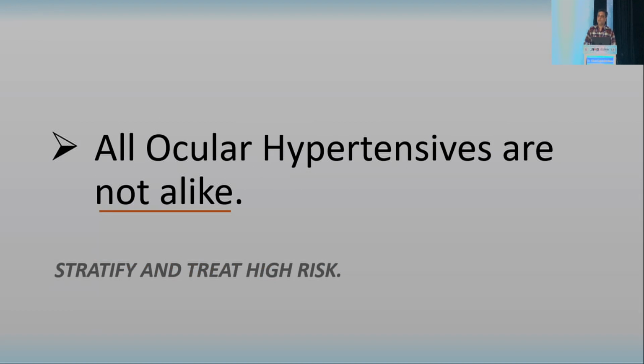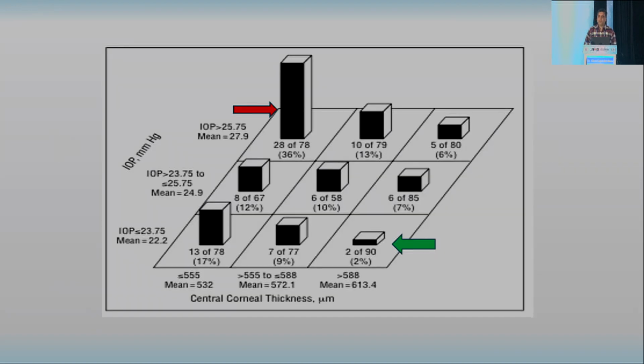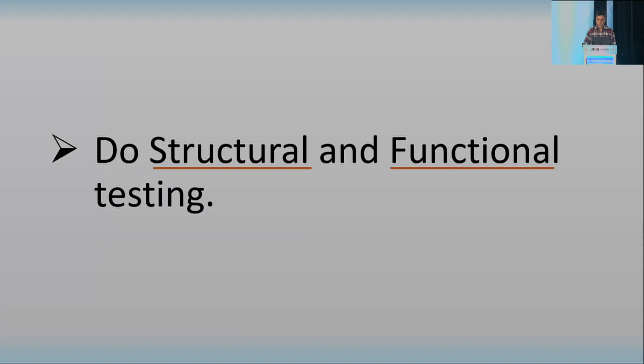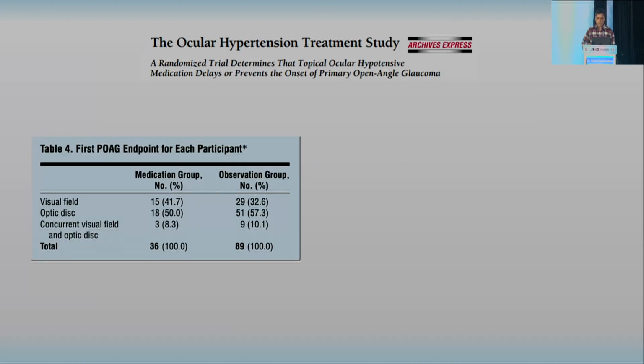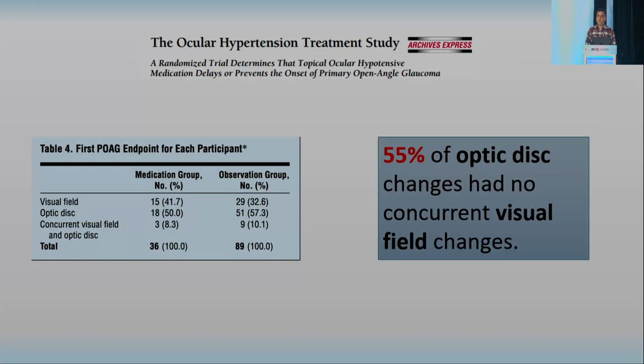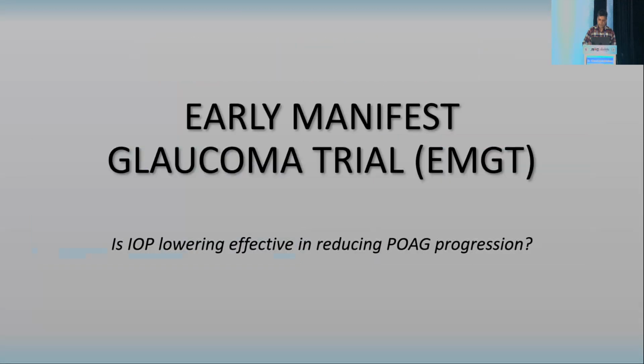All ocular hypertensives are not alike. This is a well-known depiction from the OHTS trial that tells you that patients with low baseline CCT and high IOPs are at much higher risk of progression compared to ones with opposite parameters. And you can use the OHTS calculator for objective stratification. It's important to do both structural and functional testing in ocular hypertensives because more than 55% of patients with optic disc changes had no concurrent visual field changes.